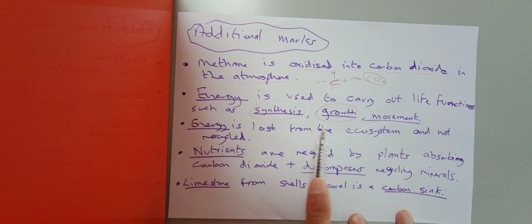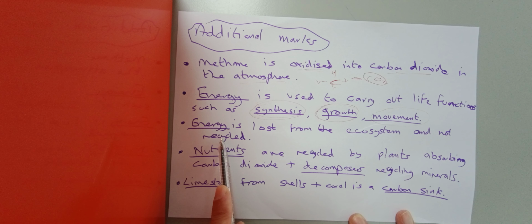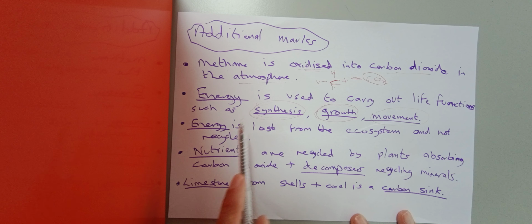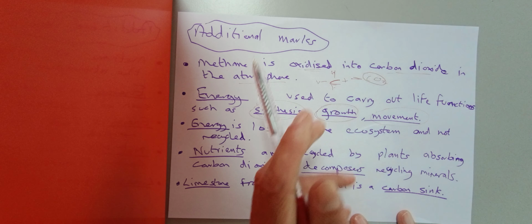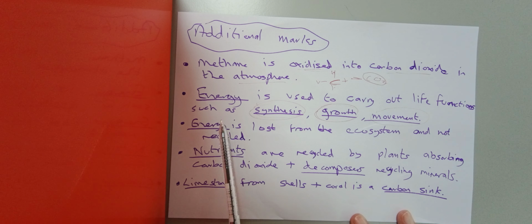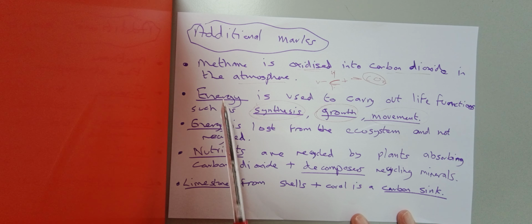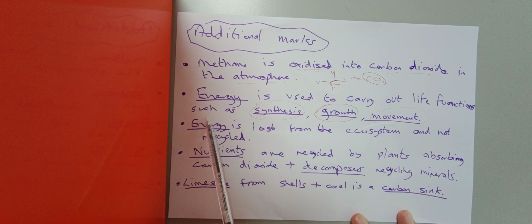Energy is lost from the ecosystem and not recycled. All right, so that's a very important point. We don't recycle the energy. It gets lost from the ecosystem and goes elsewhere. It's not destroyed, but it goes elsewhere. Energy is lost from the ecosystem. Okay, so you can mention this point about energy. This will get you another mark if you're a bit more specific.